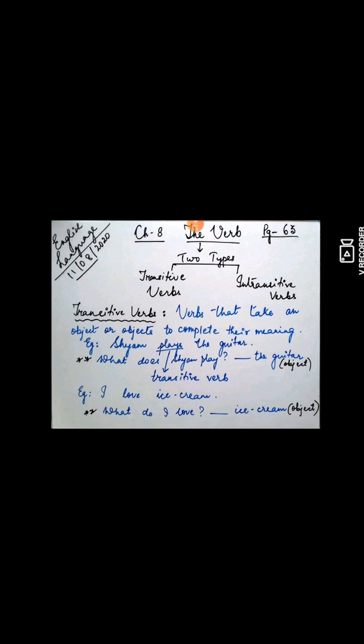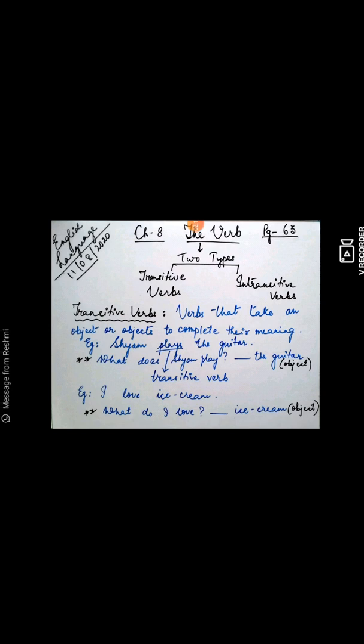So the guitar is our object here, and if the guitar is omitted from the sentence, Sham plays, does it make any sense? Only Sham plays? No. The meaning of the verb remains incomplete. So to complete the meaning of the verb, the object is very, very important. We cannot miss out the object. Sham plays what? He plays the guitar. This gives us the object, the guitar, and the verb plays therefore becomes the transitive verb, because the transitive verb here takes the object in order to complete its meaning.